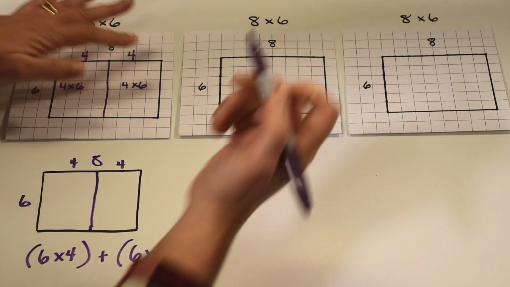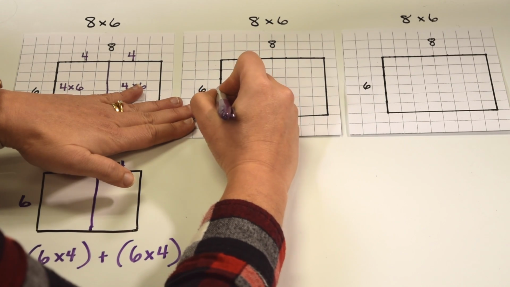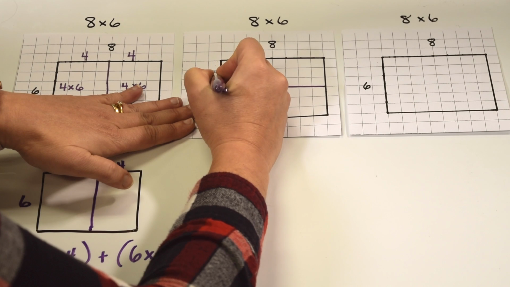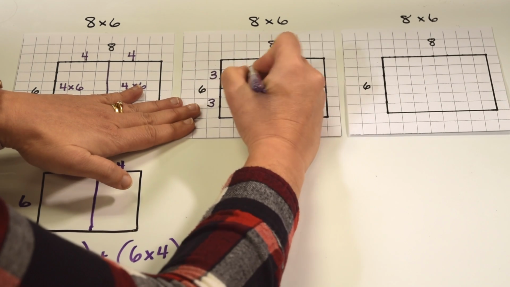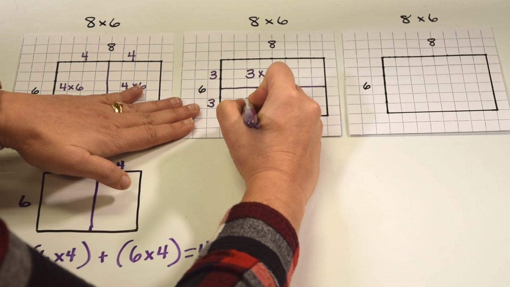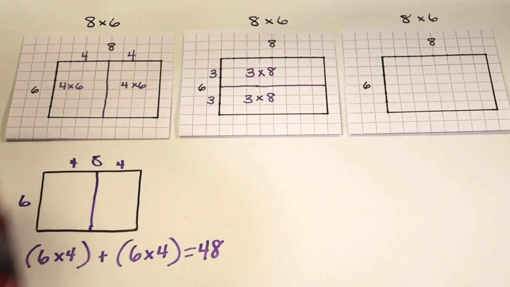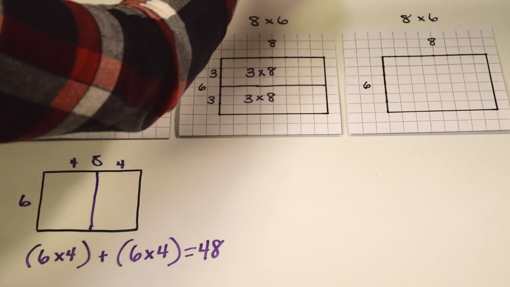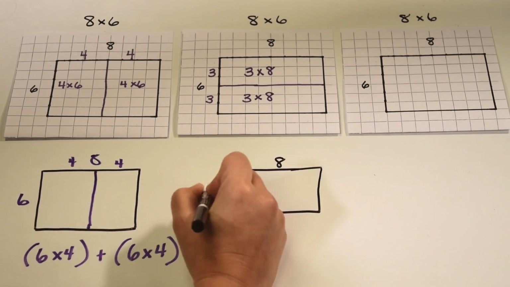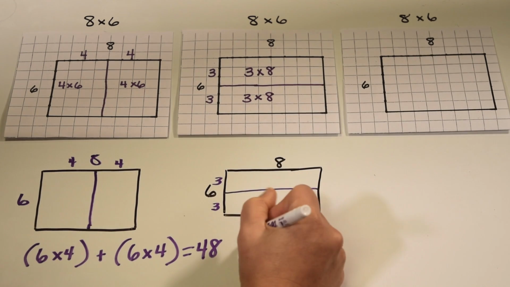Another way they may think about 8 times 6 is not by splitting up the 8, but thinking about the 6 and splitting it up into 3 and 3. Students who know their facts 3 times 8 use that to help them solve 6 times 8. In an open array, it might look like this. And the equation would be written as such.